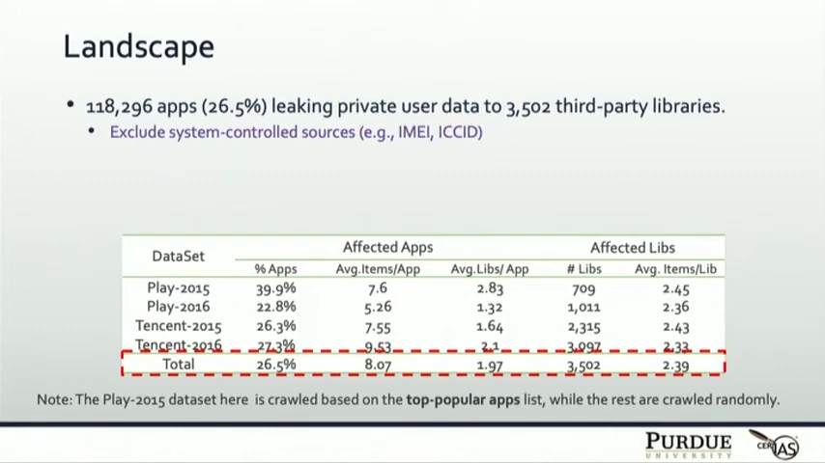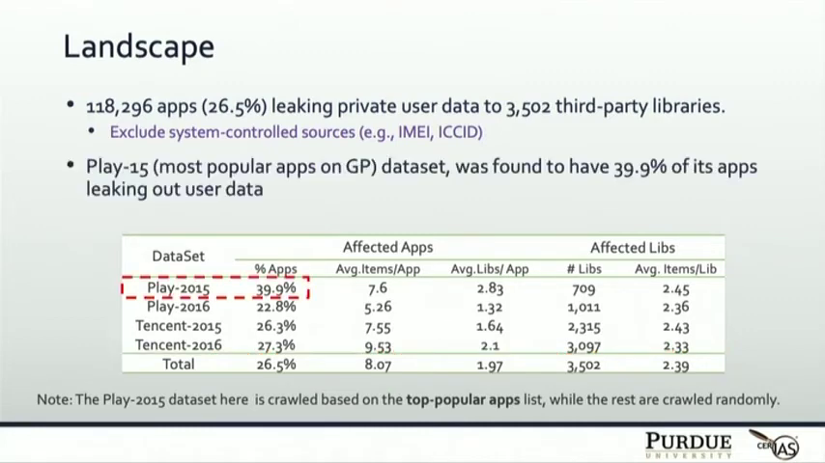So among all the apps in our data set, ClueFinder discovered around 26% of apps leaking users' private data to over 3,000 third-party libraries. And note that here, we only focus on the findings related to sources missed by prior approaches, meaning that we already exclude those typical private data like IMEI and ICC-ID.